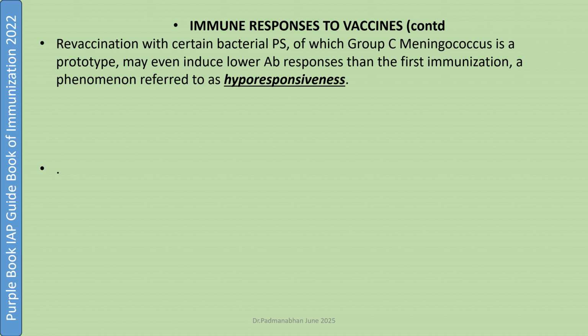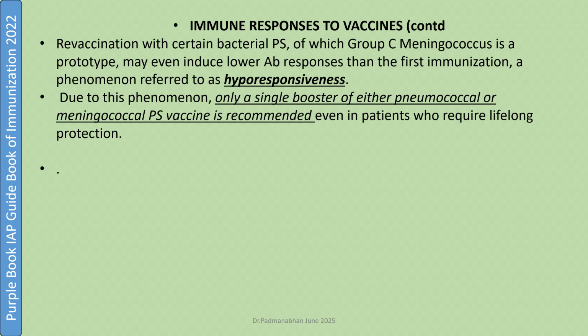Okay, read it now. Given in the purple book. Can you read it? Hello? Revaccination with certain bacterial polysaccharide antigens, of which group C meningococcus is a prototype, may even induce a lower antibody response than the first immunization, a phenomenon known as hyporesponsiveness. Okay. Has anything come up?